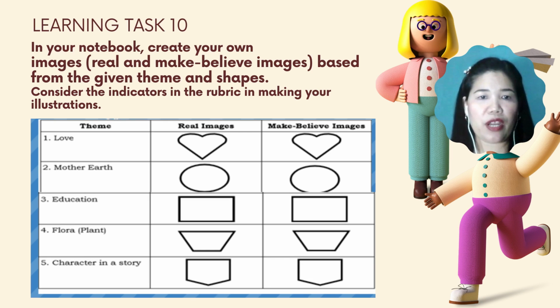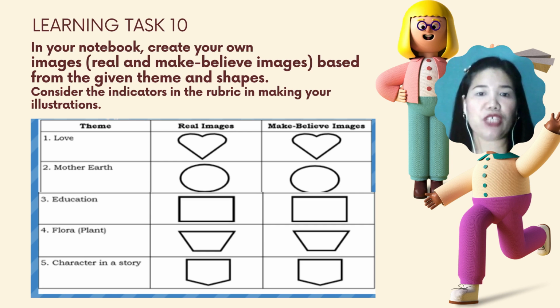You can see there are three columns on the screen. The first column is about themes. The second column is about real images. And the third column is about make-believe images. So, in number 1, we have love as a theme.